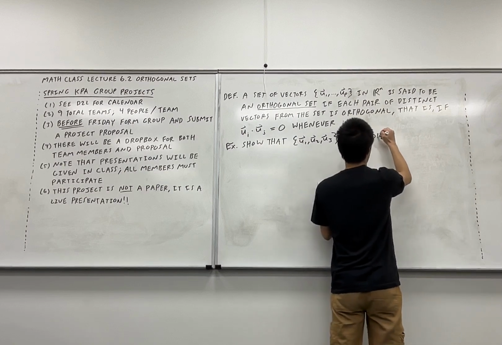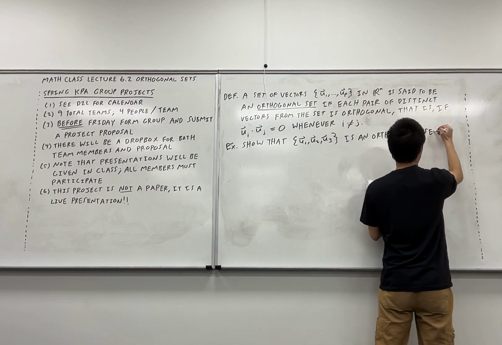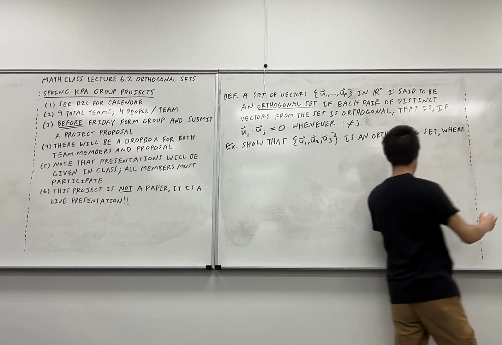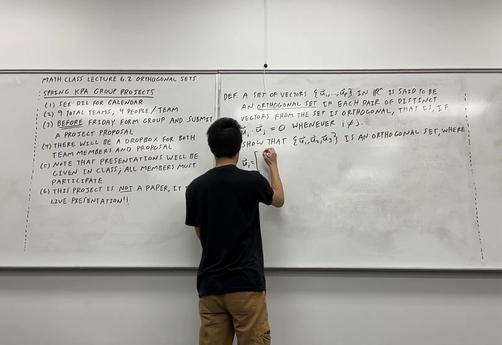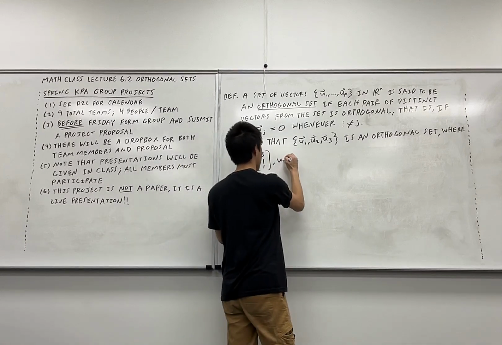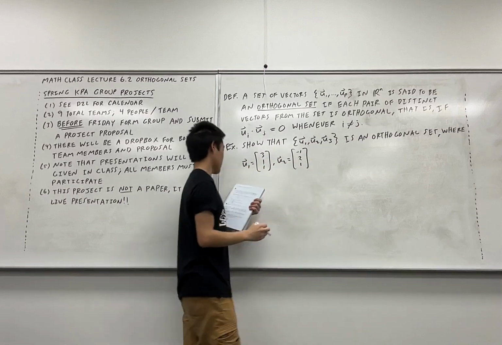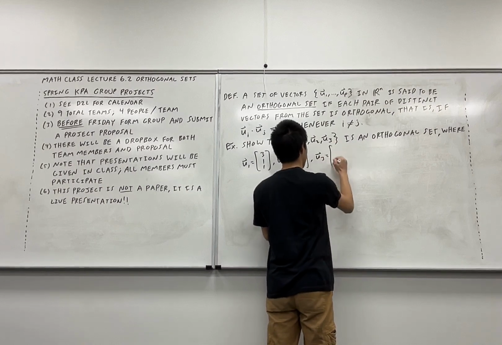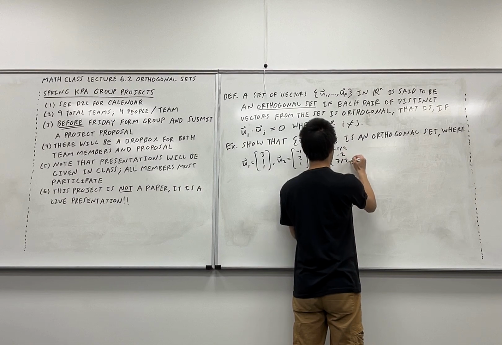where U1 is equal to 3, 1, 1. U2 is equal to minus 1, 2, 1. And the third vector is equal to negative 1/2, minus 2, and 7/2.